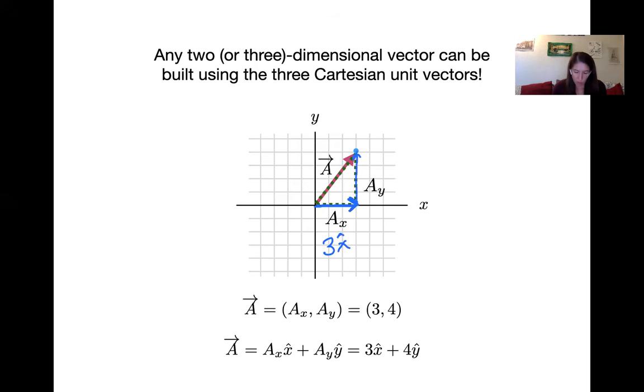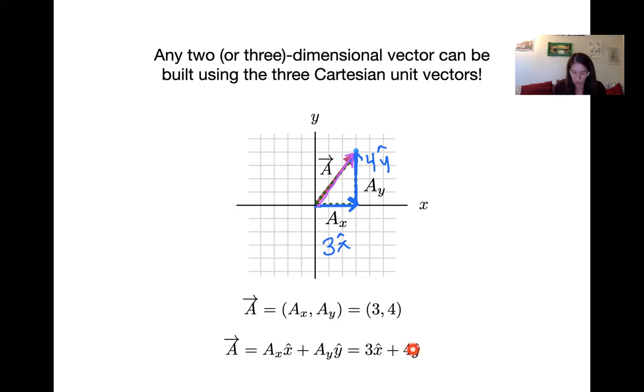What does 4y hat look like? Well, it's pointing up like this. So by the standard rules of vector addition, 3x hat plus 4y hat, they're already drawn here, head to tail like we normally would, is equal to A, just like we wanted.